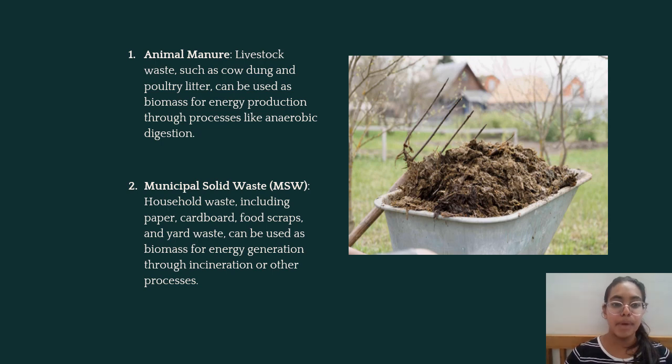The other types of biomass are animal manure and municipal solid waste. Animal manure: livestock waste such as cow dung and poultry litter can be used as biomass for energy production through processes like anaerobic digestion. The second one here is municipal solid waste. Household waste, including paper, cardboard, food scraps, and yard waste, can be used as biomass for energy generation through incineration or other processes.